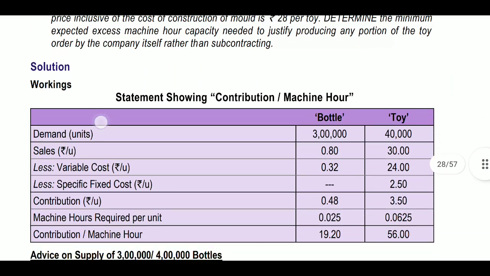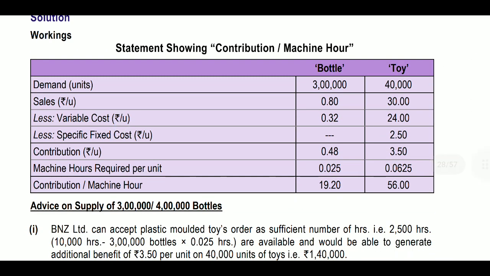Okay, first a statement showing contribution per machine hour. Demand is 3 lakh for bottles and 40,000 for ties. Sales is 0.8 and 30 rupees. Variable cost will be 0.32 and 24 rupees. Specific fixed cost for ties will be 2.5, that is 1 lakh rupees divided by 40,000. Next, contribution is 0.48 and 3.5. Next, machine hours required per unit will be 0.025 hours and 0.0625 hours.